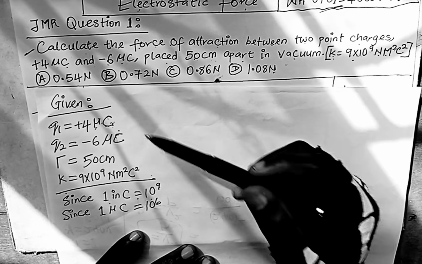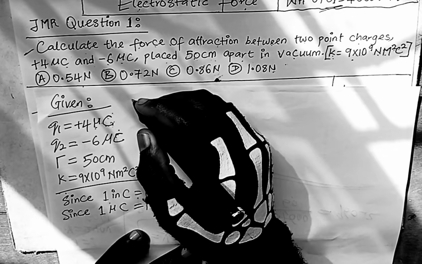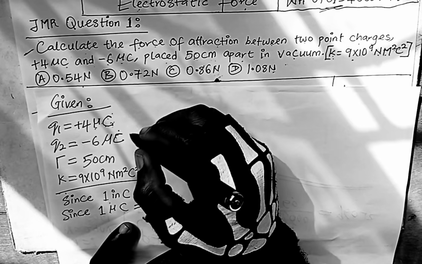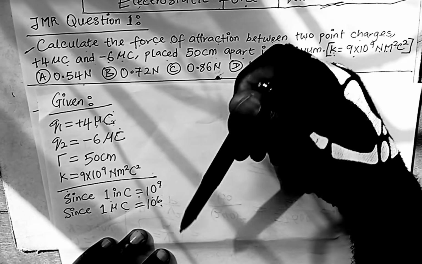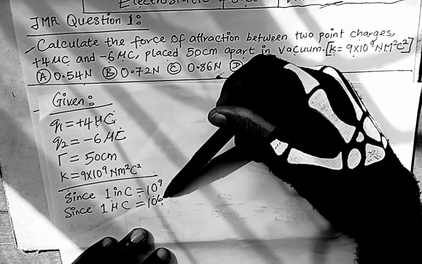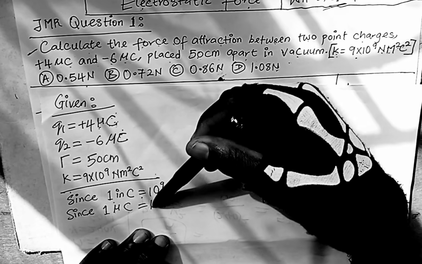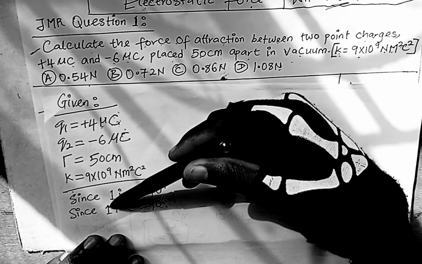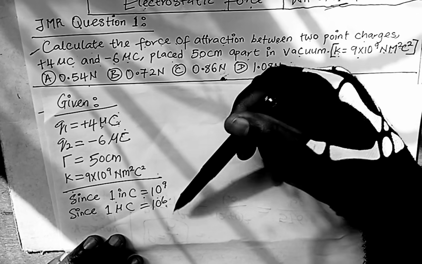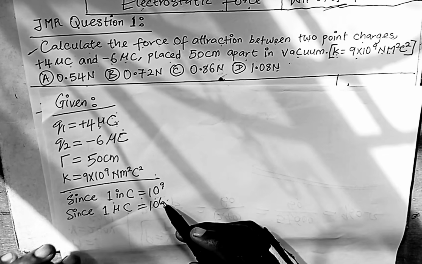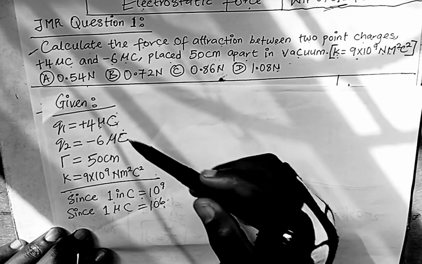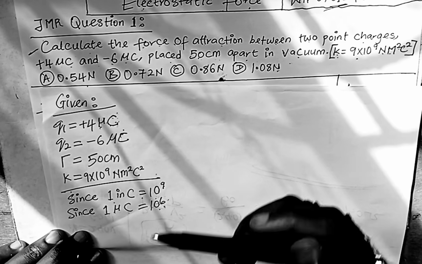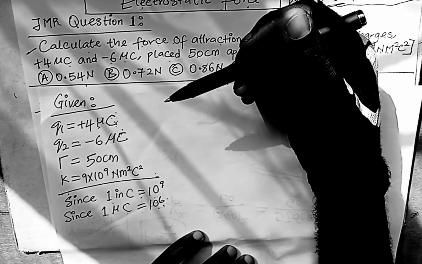The first one, we convert it using 1 coulomb is equal to 10 raised to power 6. So one microcoulomb is equivalent to 10 raised to power 6, or 1 million. Since we are converting from microcoulomb to coulomb, and coulomb is bigger, we are now going to divide whatever we have here by this, and we are going to get raised to power minus.